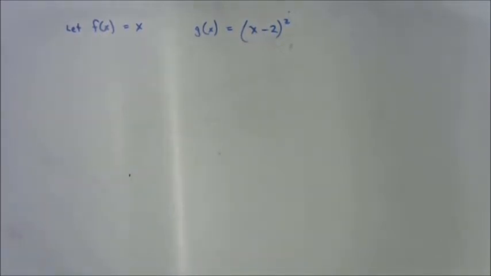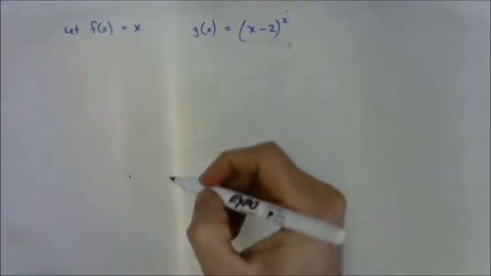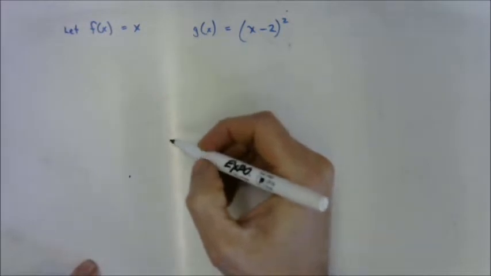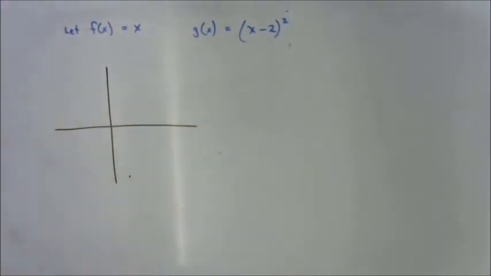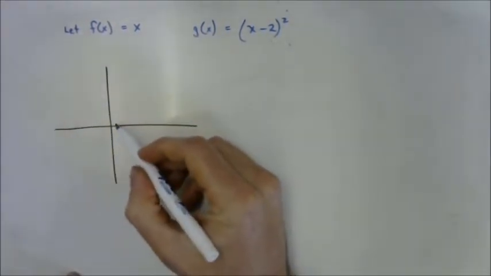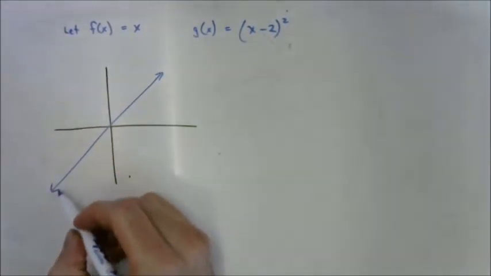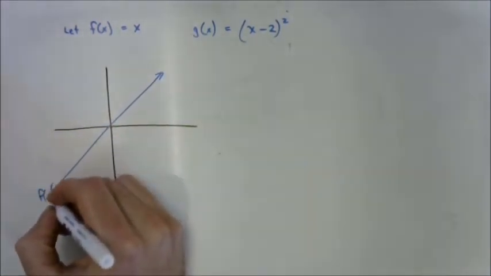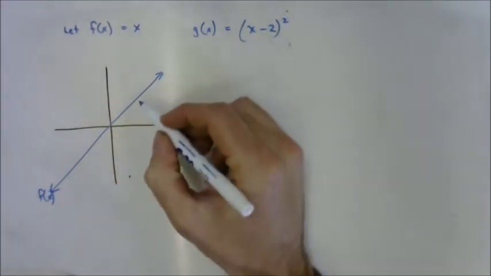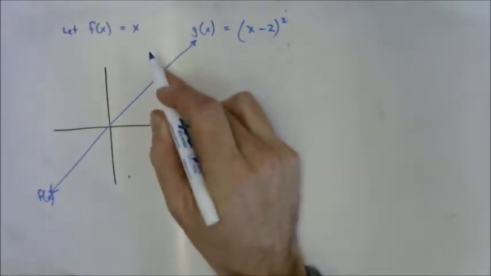We need to graph on the same set of axes in order to compare these and then identify their points of intersection. Okay? The graphing. Do you guys have a grid drawn for you? Yeah? So f of x is pretty straightforward. f of x equals x is just a diagonal line with a slope of 1, going through the origin. Label f of x. And I'm going to make it pretty long.